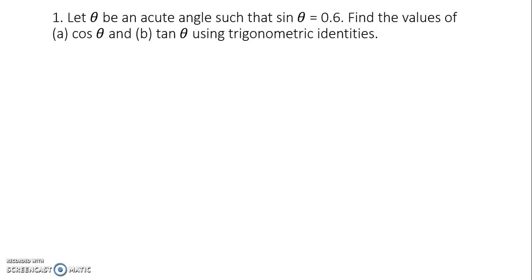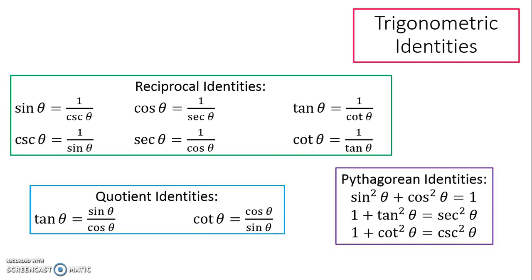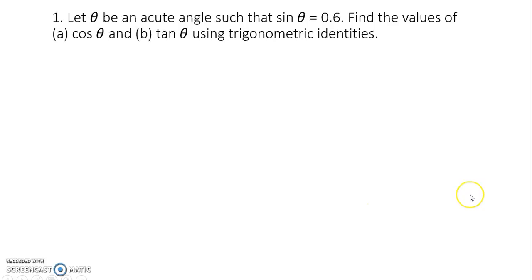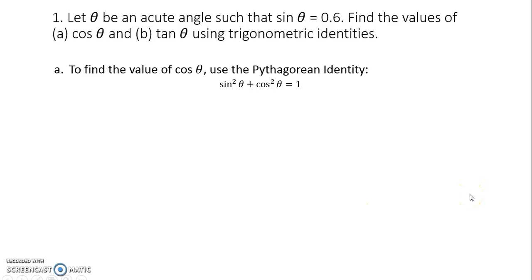Let's get into using them. So we have theta, which is an acute angle, and I know that sine of that angle is 0.6. I want to find the values of cosine and tangent using my other trig identities. So if I think back to my trig identities, the only one that involves both sine, since I know that, and cosine, since I want to find that, is this Pythagorean identity. So to find cosine, I'm going to use that Pythagorean identity.